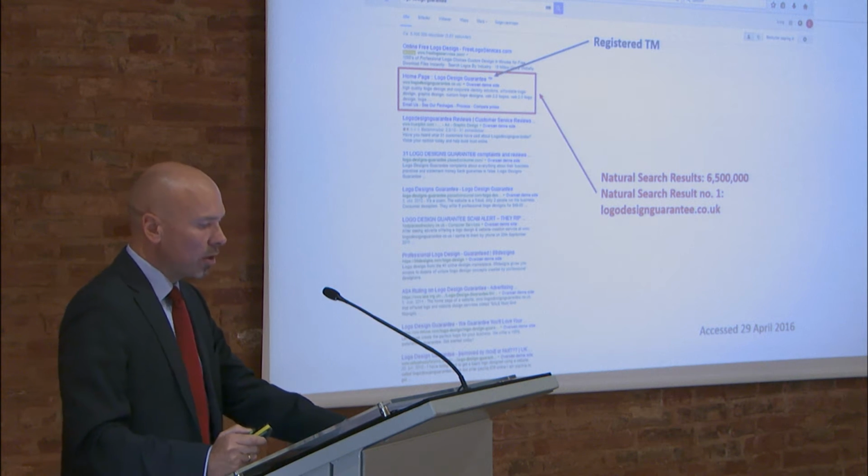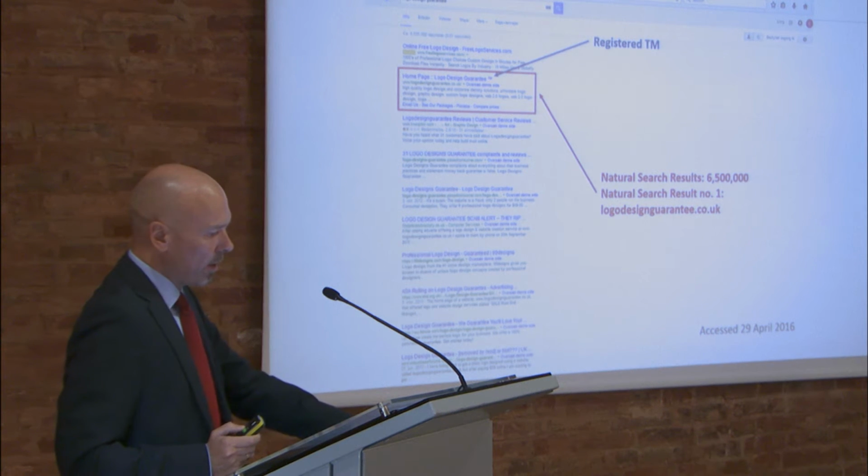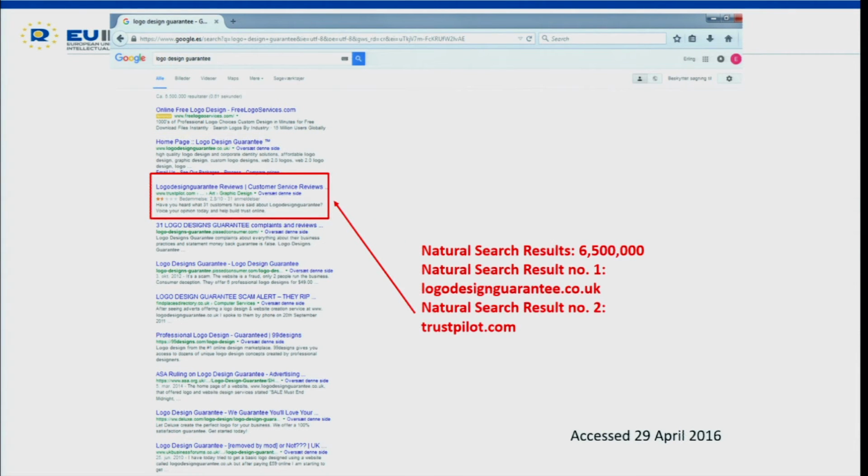This is the registered trademark for a company doing this kind of design work. Logo design guarantee is a protected, registered trademark. Search result number 2 will be a Trustpilot that is giving information to consumers about the quality of the logo design guarantee company.